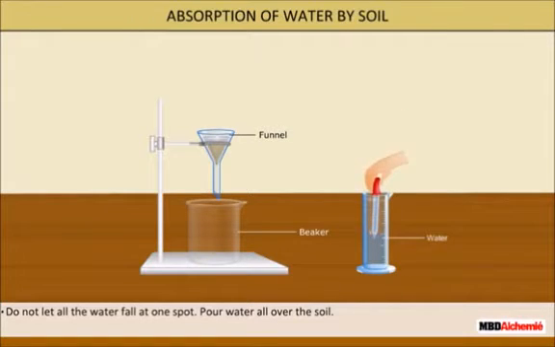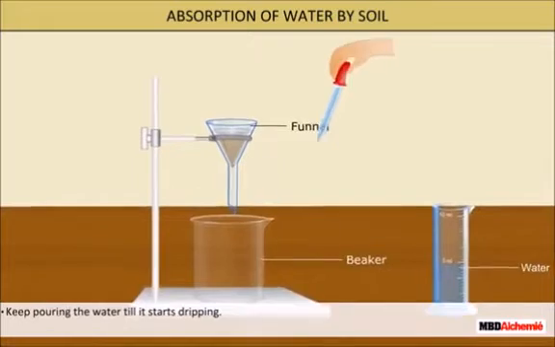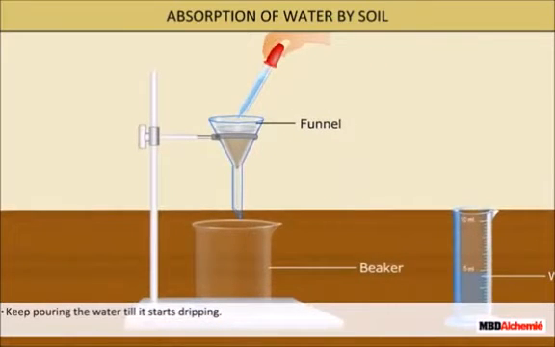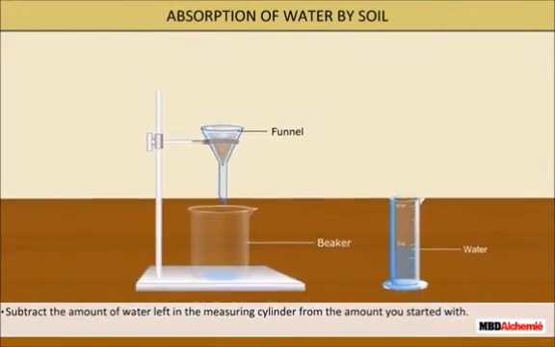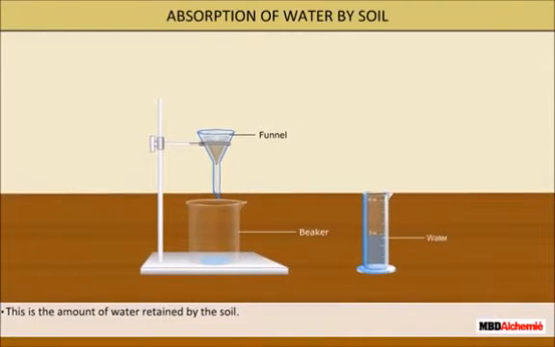Pour water all over the soil. Keep pouring the water till it starts dripping. Subtract the amount of water left in the measuring cylinder from the amount you started with. This is the amount of water retained by the soil. Calculate the weight of soil after it has absorbed the water.